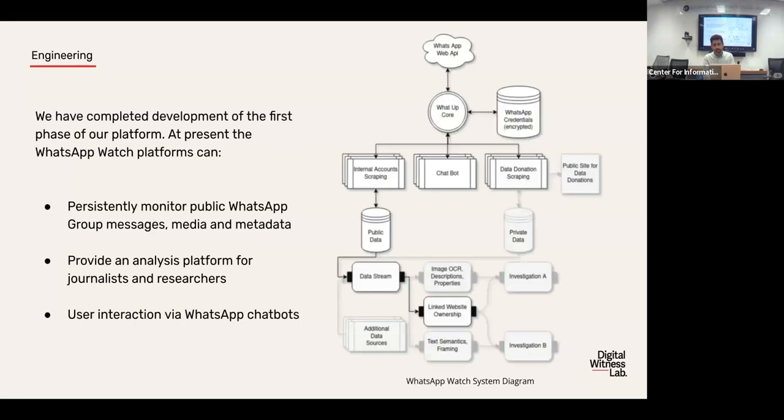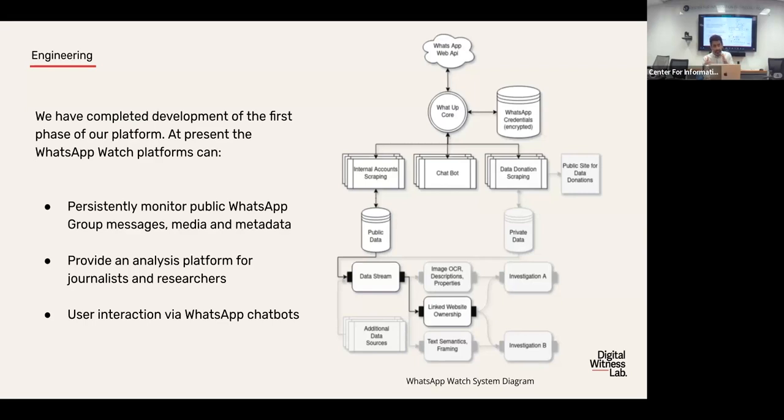So far, most of our efforts have gone into building the data collection platform. The platform is now running. It's kind of like a wrapper over the WhatsApp web API that is used to build the WhatsApp desktop client, if anyone's ever used that. A bunch of moving parts, but essentially we can persistently monitor groups that are joined into our platform.